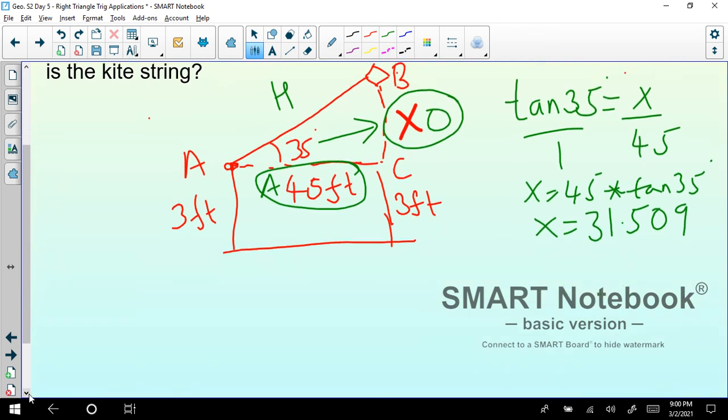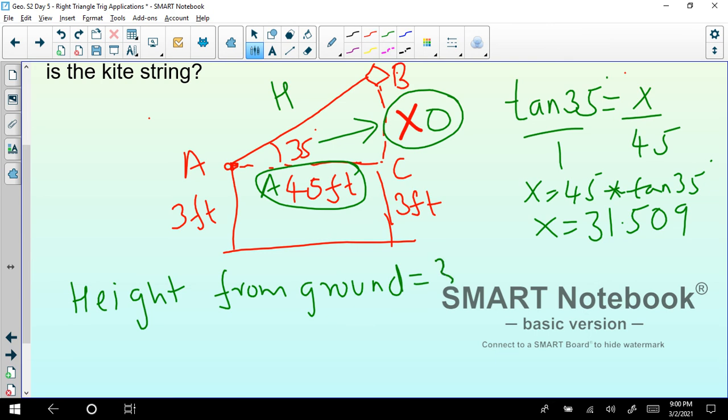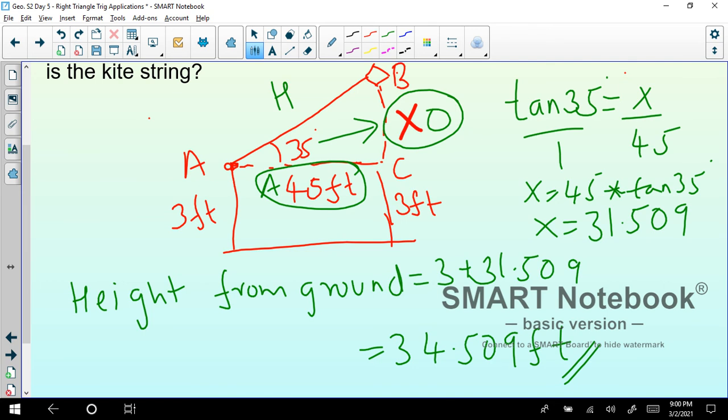Height from the ground: you have to add 3 feet to 31.509. So that gives us 34.509 feet. That should be our final answer. Okay, I hope this is clear. So let's see the next slide.